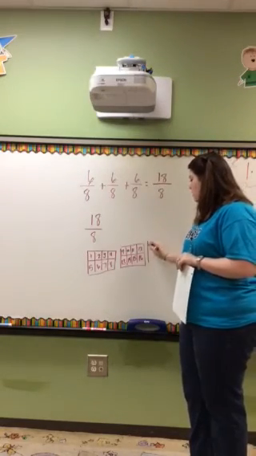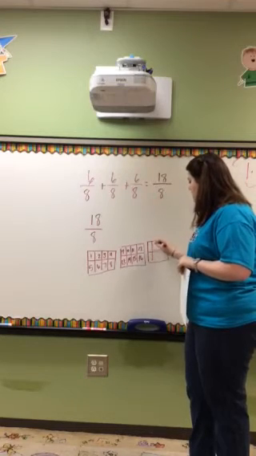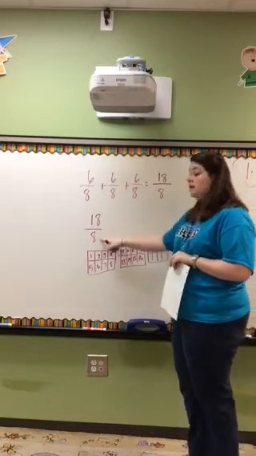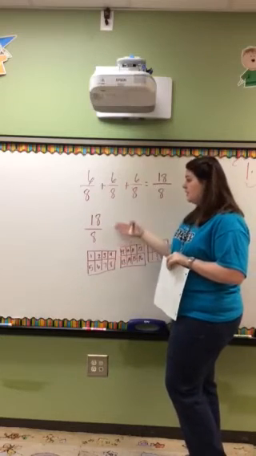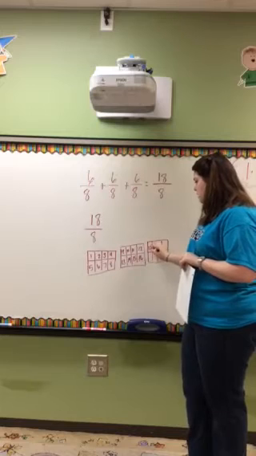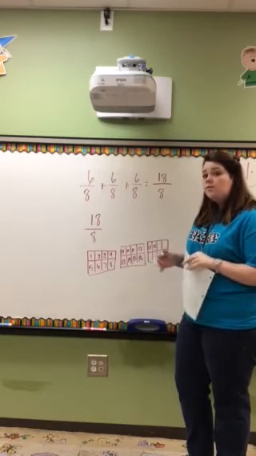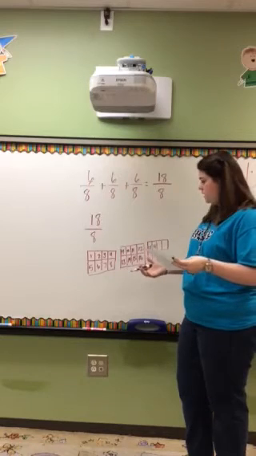So I'm going to draw another whole that's split into 8 equal parts since my denominator is 8. And I'm going to keep counting until I get to 18. So I stopped at 16, here's 17, and there is 18. So how much orange juice did she drink?